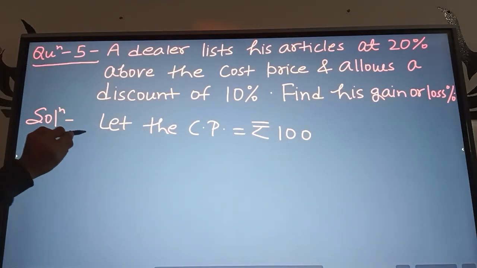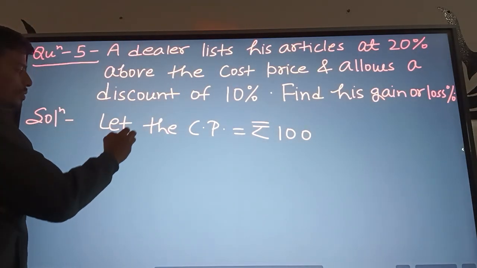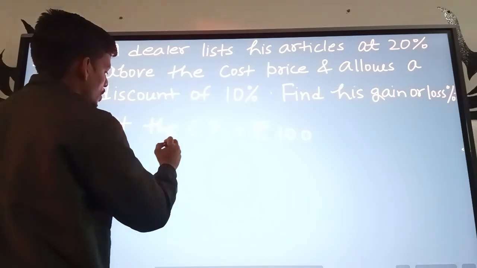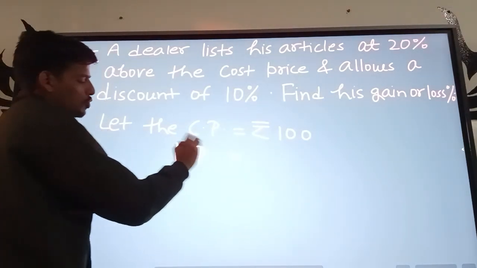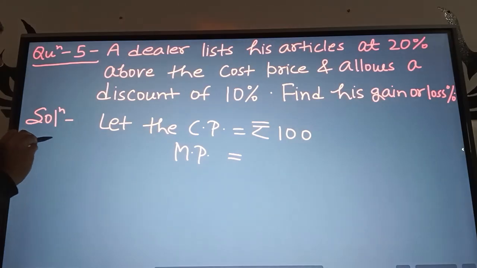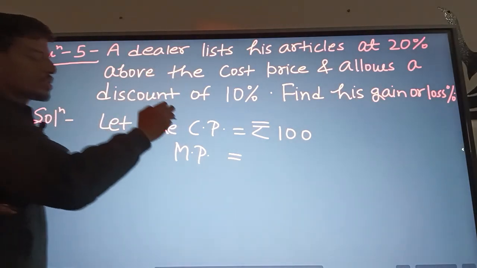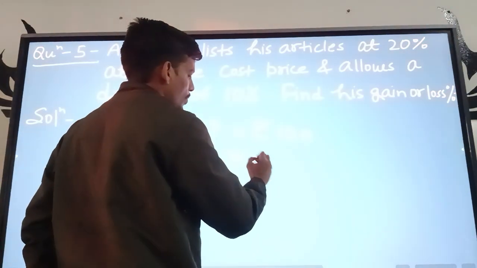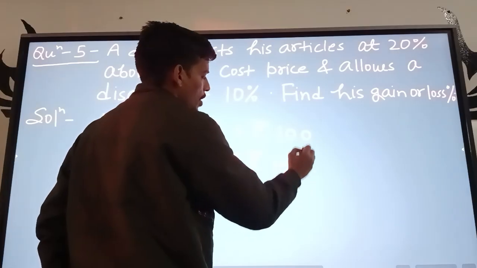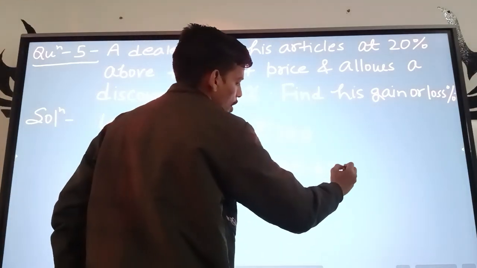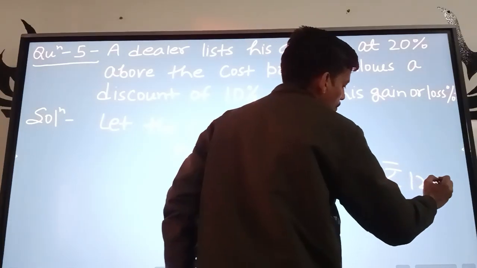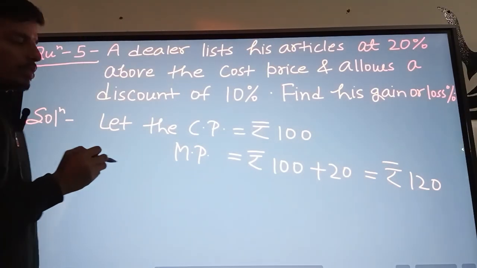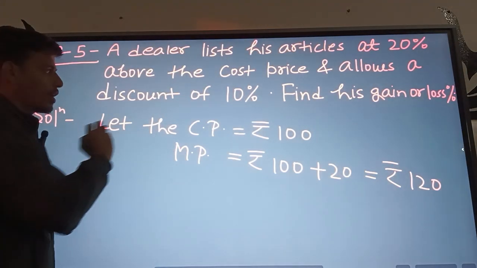He lists his articles at 20% above the cost price. So list price or mark price. Mark price is also known as list price. Mark price equals 20% above the cost price, which means rupees 100 plus its 20%, which is 20, equals rupees 120. It is the mark price or list price of the article.